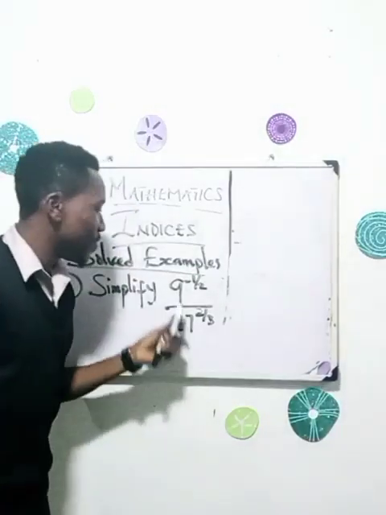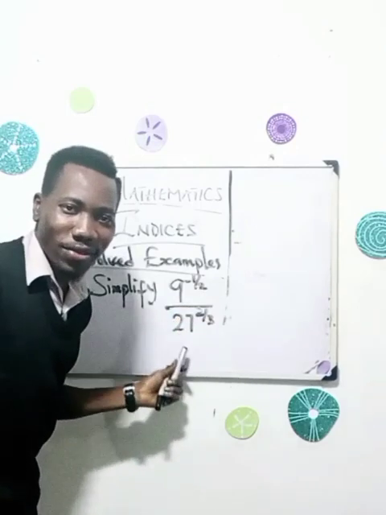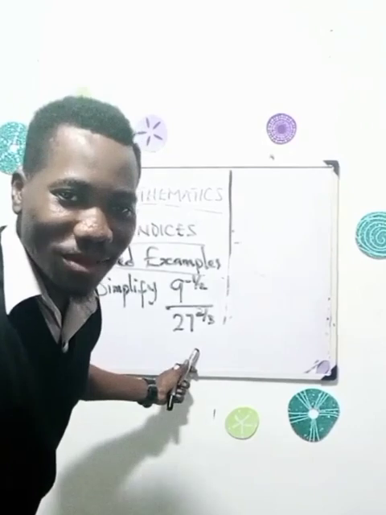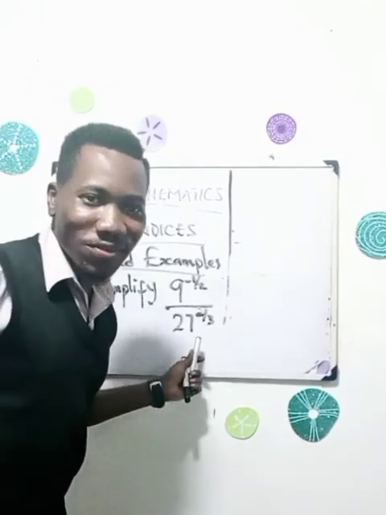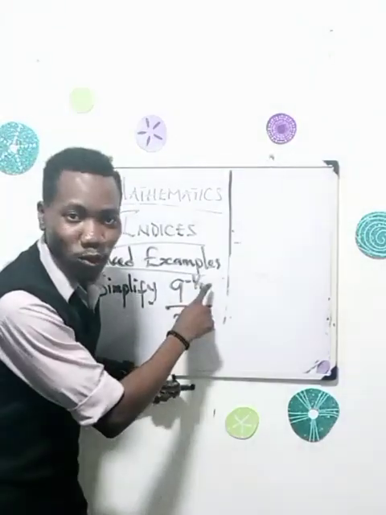So we have 9 raised to the power of minus 1 over 2 all over 27. Okay, I'm explaining again. Let's listen. So 9 raised to the power of minus 1 over 2.